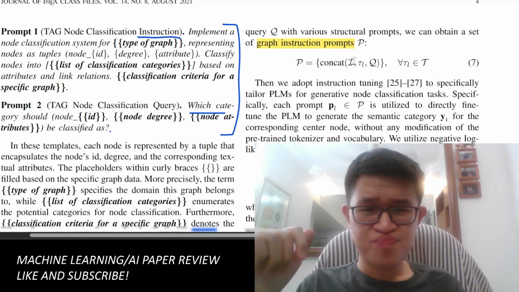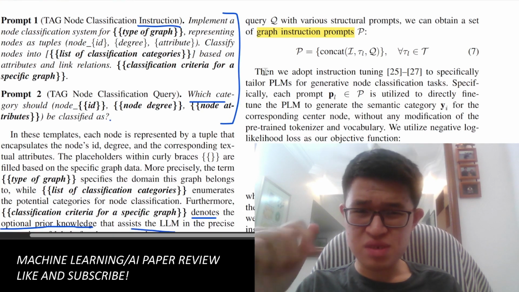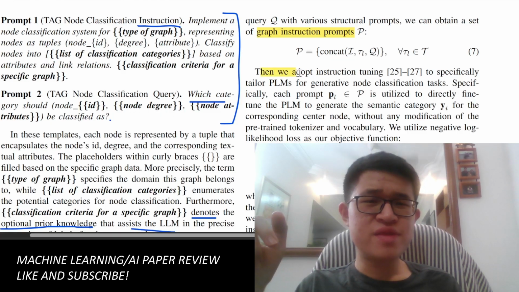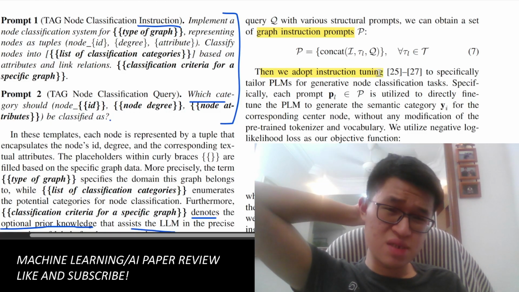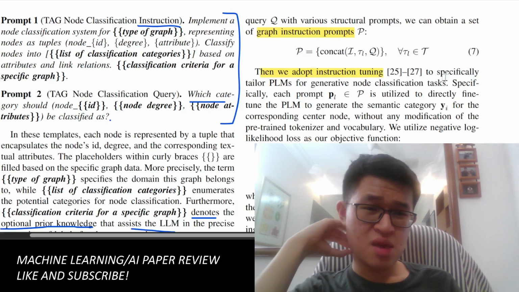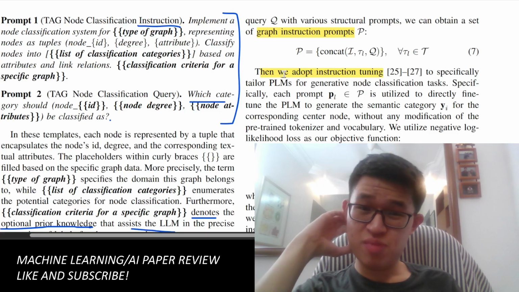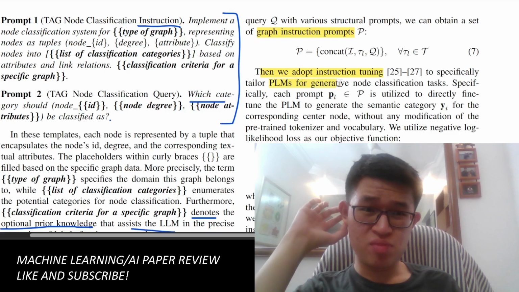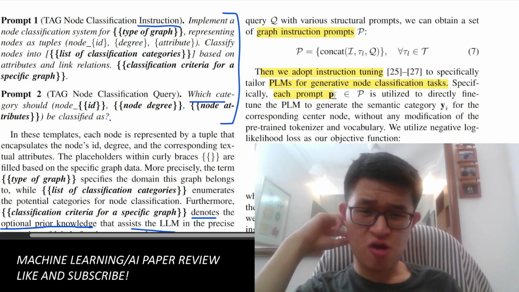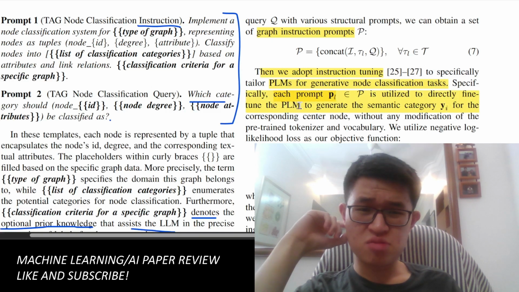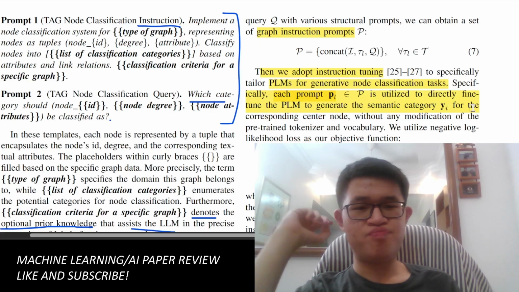All right. And now here comes the fun part. Then they do supervised instruction fine-tuning to make sure that the language models can do the task. So let's see right here. Each prompt PL is utilized to directly fine-tune the language model to generate semantic category YI.